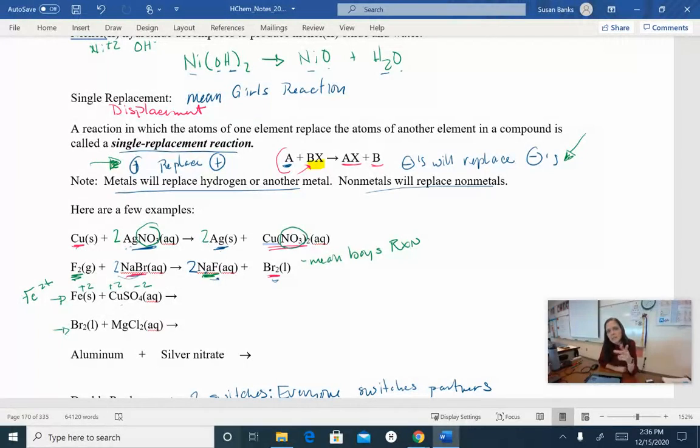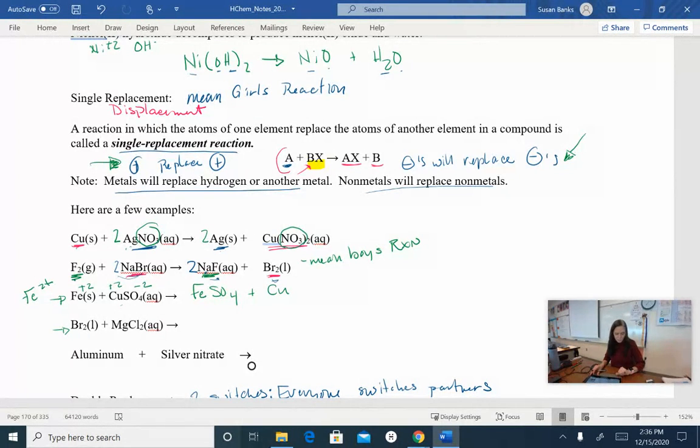So do I have 2 positives that can switch? Or do I have 2 negatives that can switch? So hopefully you see that I've got iron that is a positive, and I've got copper that is a positive. So I've got two positives. The positives are going to switch. So iron is a +2, and sulfate is a -2. So I'm just going to need one of each, one iron and one sulfate to make iron 2 sulfate, and then copper is going to be left by itself. So there's a single replacement where we can actually predict.